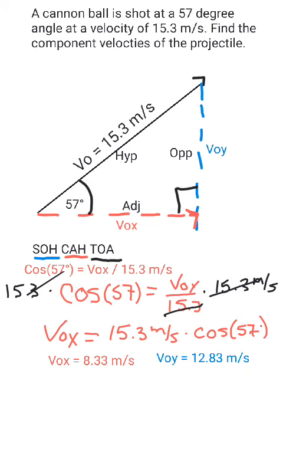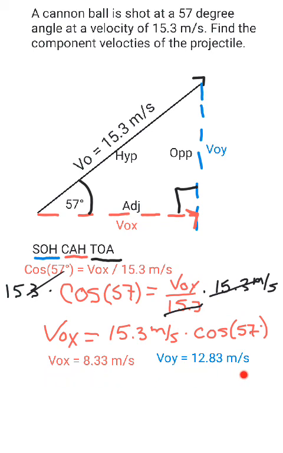Alright, if you did the calculations correctly and you came back, you should have gotten that the v naught y was equal to 12.383 meters per second. Okay, how did I do that? I took the function here, the sine is equal to the opposite divided by the hypotenuse, and the exact same process that I did here, I multiplied by the hypotenuse on both sides, so it should have been 15.3 times the sine of 57 degrees, and that gave me this answer right here.